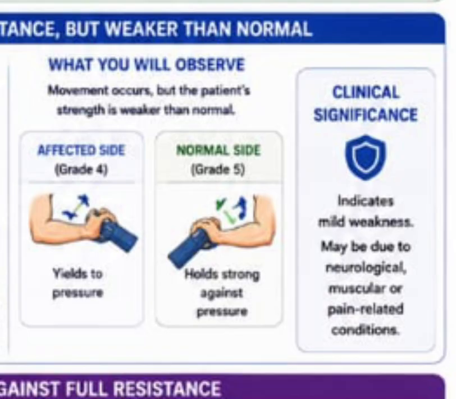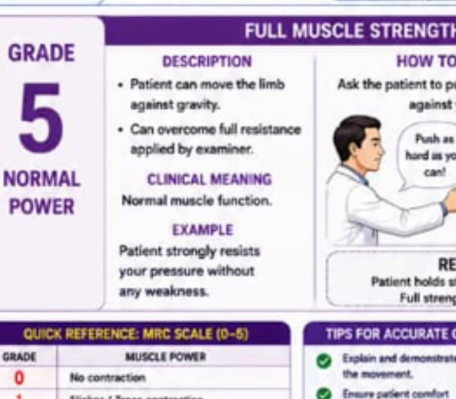You get it now? Muscle power 5 shows full strength. The patient can move the limb against gravity and resist any resistance or load added, 100 times. The patient will resist it 100 times. Are you getting me now? So how do you describe this? The patient can move the limb against gravity and overcome full resistance applied by the examiner or the therapist.